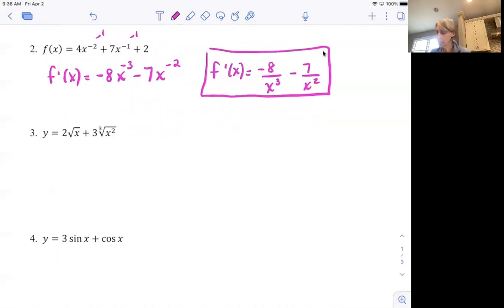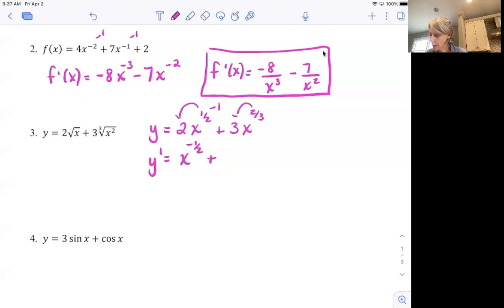If y equals 2 rad x plus 3 times the cubed root of x squared, we have to rewrite this function. So we're going to 2x to the 1/2 plus 3x to the 2/3. Now, when we take the derivative, y prime, bring our power down in front, 1/2 times 2 is just 1. Subtract 1, x to the negative 1/2. Plus, bring the power down in front, 2/3 times 3 is 2. 2/3 minus 1 is negative 1/3. 1 over square root of x plus 2 over the cubed root of x.